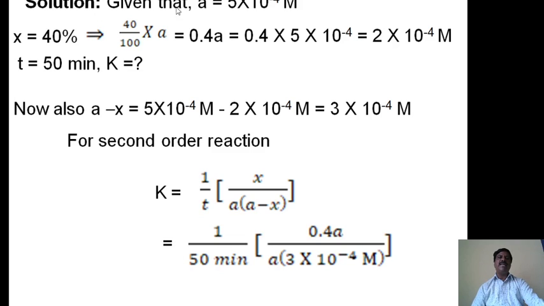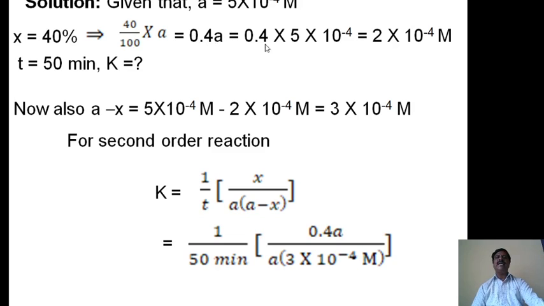Solution for this: given that the initial concentration is 5 into 10 raised to minus 4 mole. Here x is the fraction of the product formed, or x will be the degree of dissociation, that is 40%. This implies 40 divided by 100 into a. Suppose we take 100, 40% means 40 is the completion of the reaction. This means 40 divided by 100 into a, which after dividing gives 0.4 a.